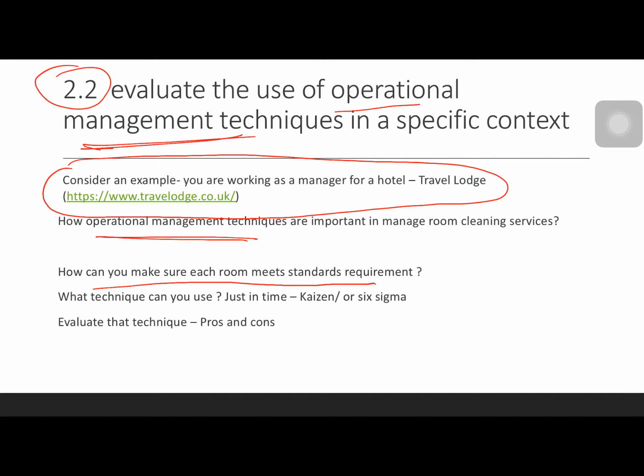So I would like you to consider either Travelodge or any company and tell us what operational management technique they use. Techniques such as just in time, Kaizen, or Six Sigma. Kaizen we have not discussed, but I need you to look at Kaizen techniques as well. Kaizen is doing incremental improvements in the organization.